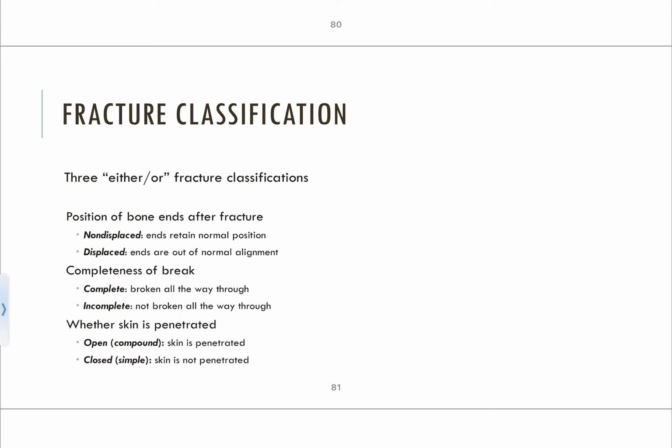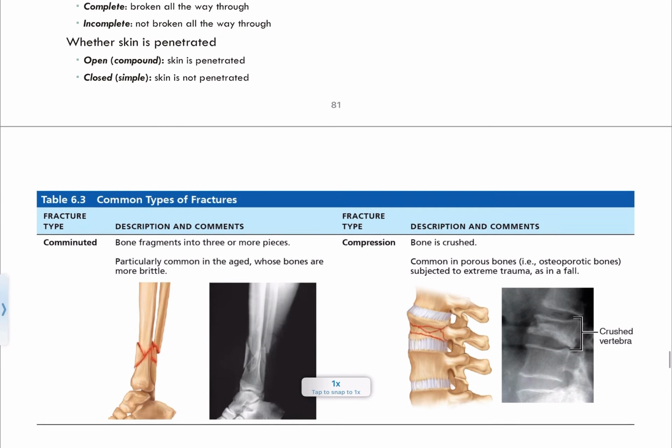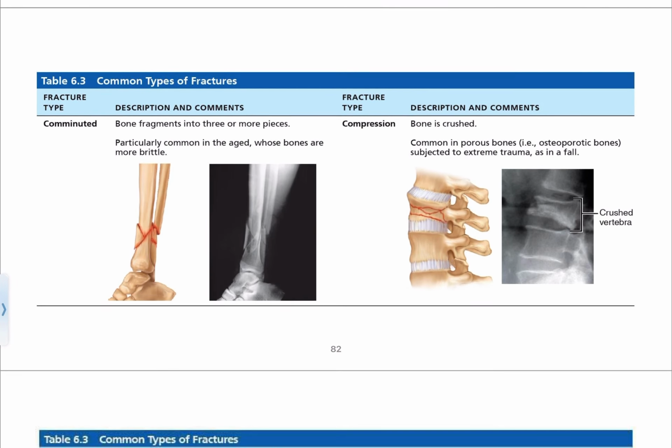Another thing we take into consideration with fracture classification is whether or not the bone has actually penetrated the skin. So if we can actually see bone through our skin like it's poking out, we say that it's an open or compound fracture. If it's not penetrating the skin, then we say it's a closed or simple fracture. And then we can go on, which we're about to do, and classify where the fracture is, what the fracture looks like, and how the break actually occurred. So there are 6 common types of fractures. I do want you to be aware of these descriptions because they are common.